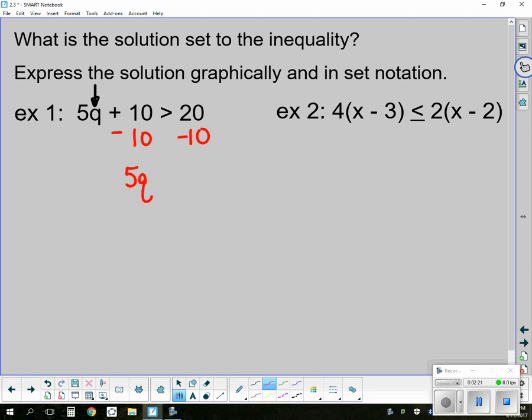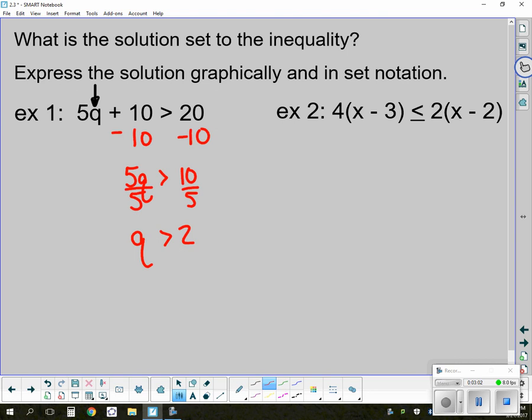We are left with 5q is greater than 10. And then to finish getting q by itself, because it's 5 times q, we undo the times, we divide. q is greater than 2. Well, how many numbers are actually greater than 2? What could q actually be? It could be 3. 3 is greater than 2. So is 4. So is 5, 6, 7, 8, 9, 10. You could keep counting forever and ever. In addition to that, you also have numbers like 2.1, 2.2, 2.3, 2.4, 2 1/2, 2 3/4. So you have a lot of decimals and fractions also.